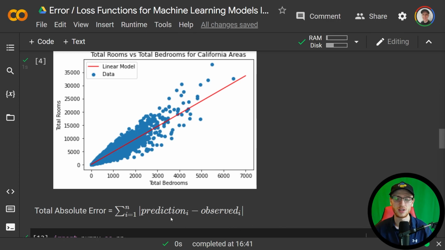And what we're actually summing over is the absolute value between the prediction and the observed. So take this value here. Well, the observed value, this is that y value, whatever it was. And then the prediction is whatever the line would predict for that value. So the difference or the subtraction here, that would be the distance that we were referring to.